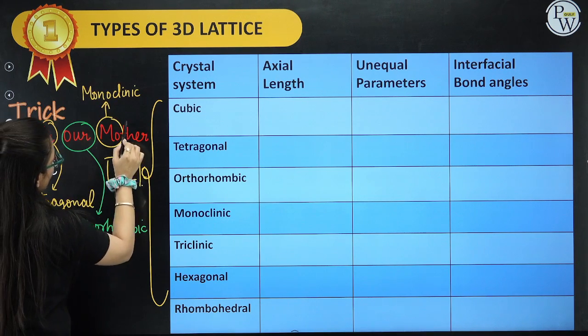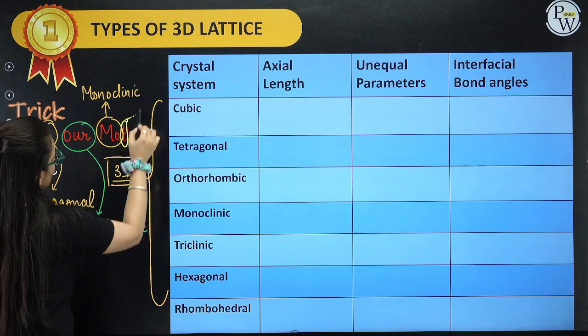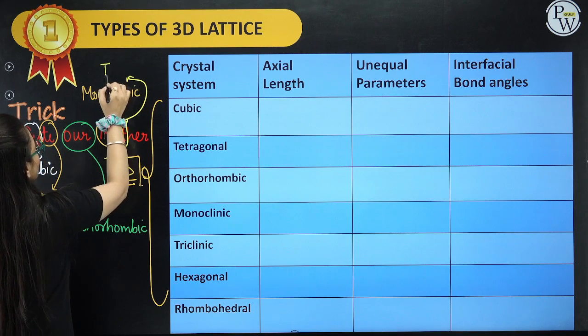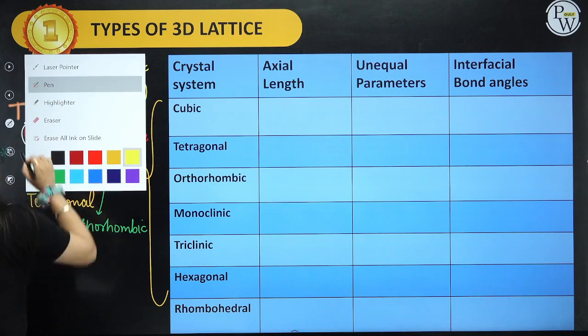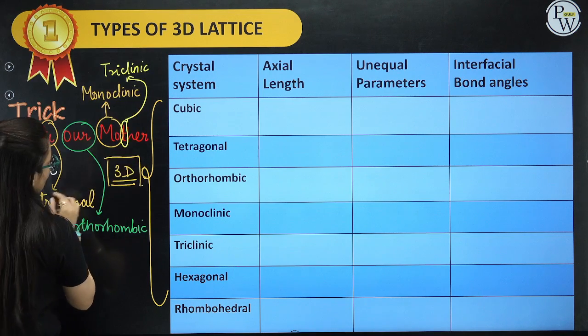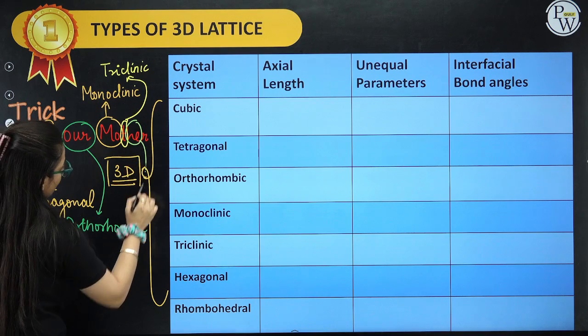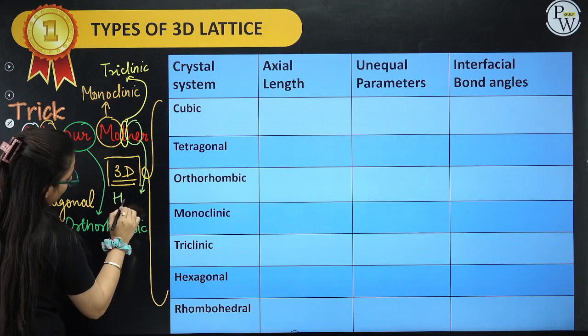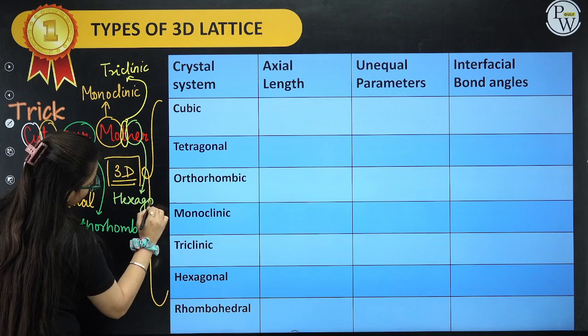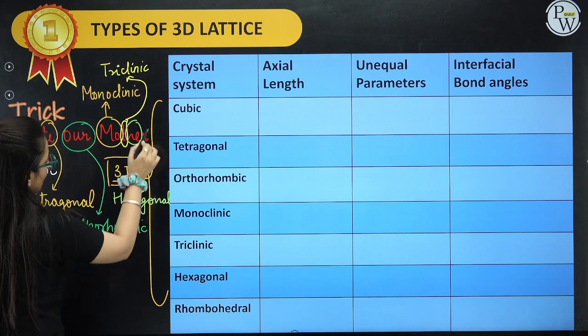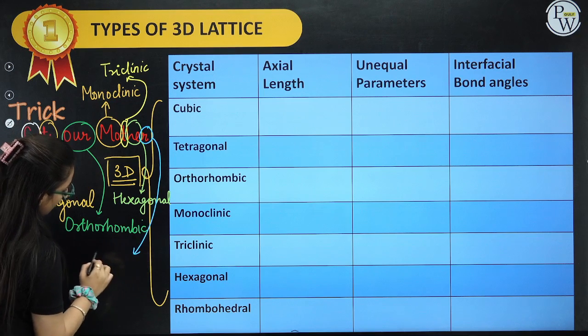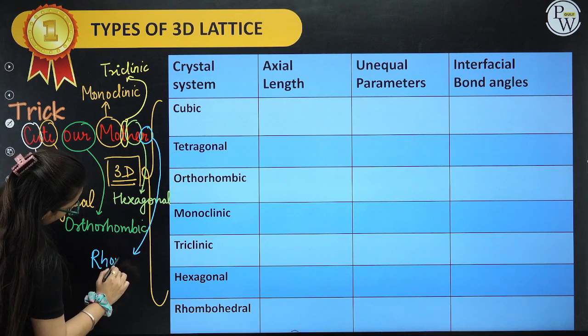After this, students, we have T over here. This T stands for triclinic. Then we basically have HE over here, that stands for hexagonal. And at last, what do we have? We have R over here, and this R stands for rhombohedral.